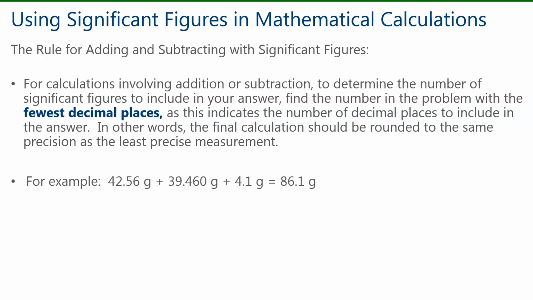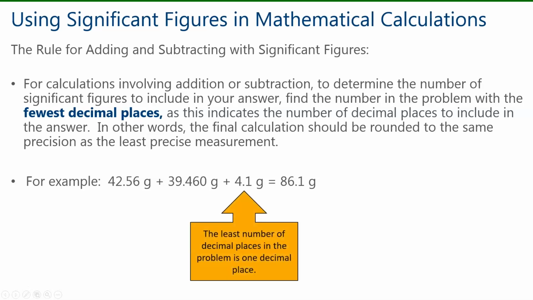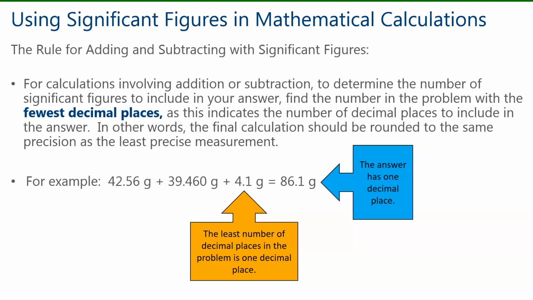For example, here we have 42.56 grams plus 39.460 grams plus 4.1 grams. So, in order to figure out the number of significant digits in your answer, we look for the number in the problem with the fewest decimal places. And the number with the fewest decimal places is the 4.1. So the least number of decimal places in the problem is 1 decimal place. Therefore, our answer only has 1 decimal place.